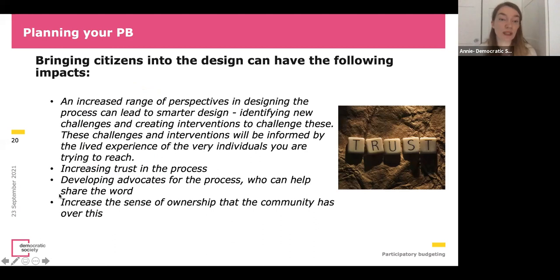And that can have the following impacts. An increased range of perspectives in designing the process can lead to smarter design, so identifying new challenges and creating interventions to challenge these. Increasing trust, developing advocates for the process so they can actually go out to the community and share the word: I'm doing this and it's been successful, it's been a good, valuable process. Increasing the sense of ownership that the community has. So bringing people in from the start can have some positive impacts that can drip feed out into the wider community.